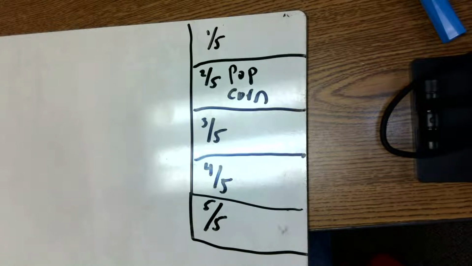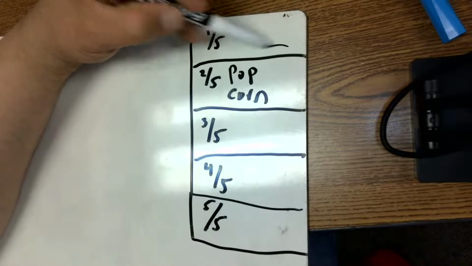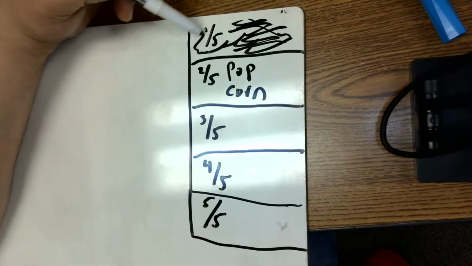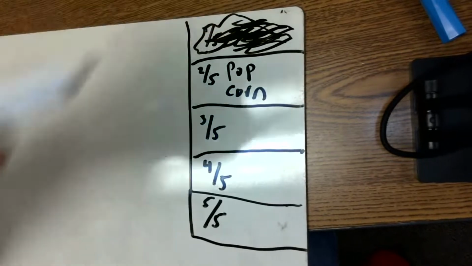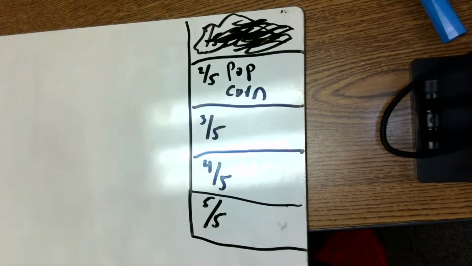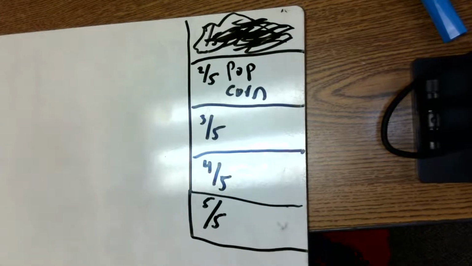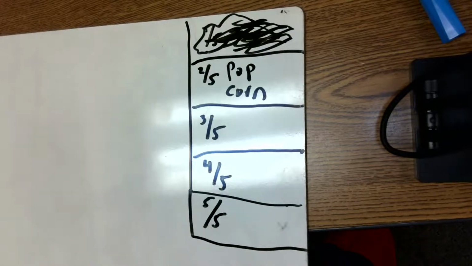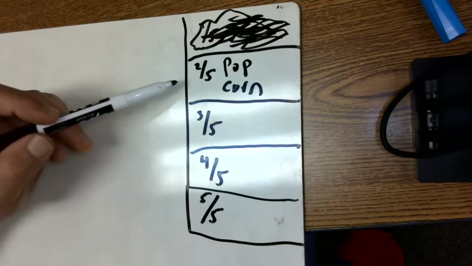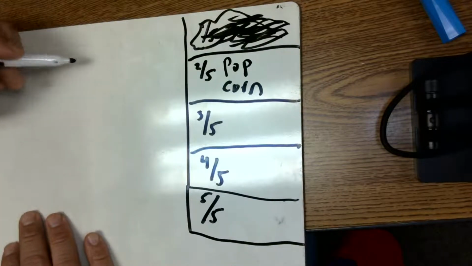How much did he eat? One-fifth. He ate 1/5 of the popcorn, right? It's all gone. Yum, yum, yum. How much of the popcorn is left? If 1/5 is gone, how much is left? 4/5. 4/5. Right? So let's see.